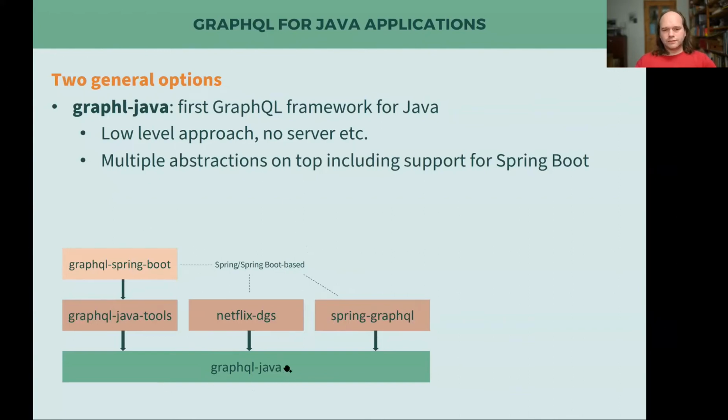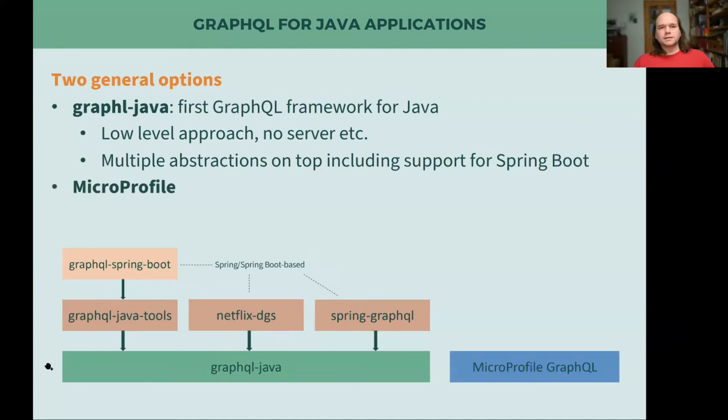But GraphQL Java itself is very low level. It's a very low level API set, has no server connections and so on. If you want to use it with a server, you have to add some other projects here. The second general option is MicroProfile. It's quite new. I think the first release of the MicroProfile GraphQL API was back in 2020, so last year.